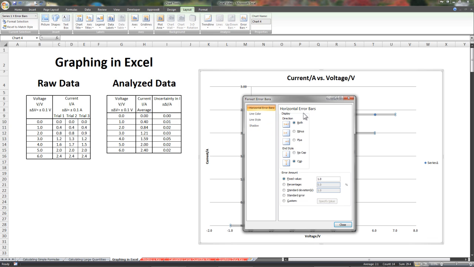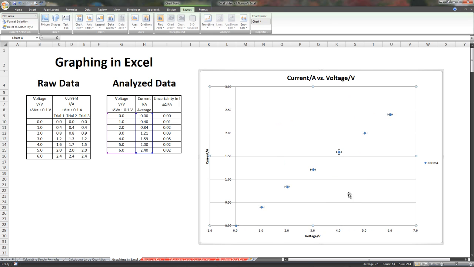Now I'm dealing with horizontal error bars. My horizontal, or my voltage, uncertainty is plus or minus 0.1 volts. So in this case, I want to do a fixed value and type it in as 0.1. So I want to have an uncertainty of 0.1 volts, and I click Close. Now you can see my graph with the horizontal error bars and the vertical error bars. So those are my error bars and how I put them into the graph.